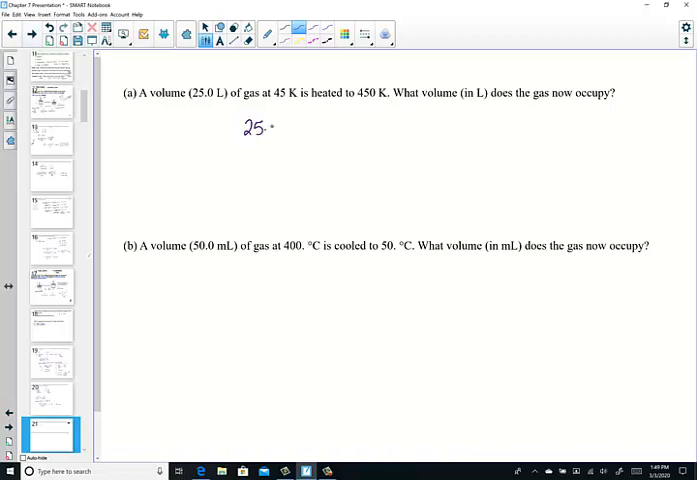In letter A, we're given 25.0 liters at 45 Kelvin units. We'd like to know the new volume when we significantly warm it to 450 Kelvin units. What volume does it now occupy? Remember to cross multiply the side without the variable first. So to isolate V2, you're going to hit 25.0 liters times your 450 Kelvin units. Then you'll divide that by the 45 Kelvin units to isolate V2.